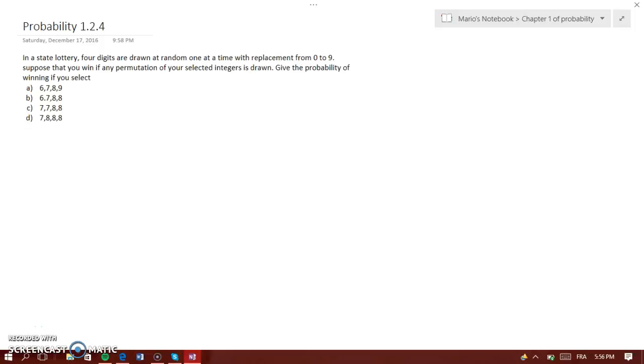Probability example. It says that in a state lottery, 4 digits are drawn at random, one at a time, with replacement from 0 to 9. Suppose that you win if any permutation of your selected integers is drawn. Give the probability of winning if you select A, B, C, and D.